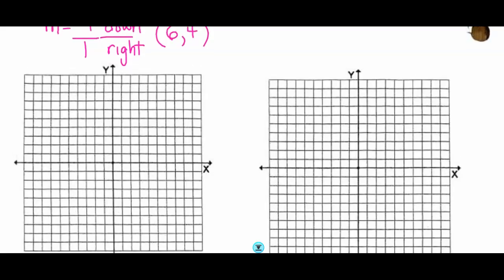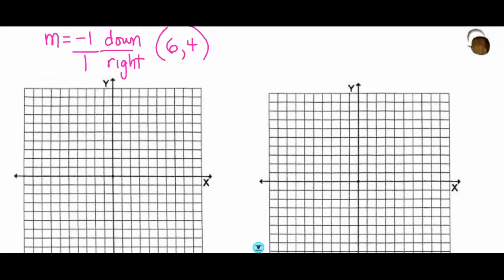Hold on. I don't think you all can see. Can you? Let me go up a little bit. Okay. 6, 4. 1, 2, 3, 4, 5, 6. 1, 2, 3, 4. Here is 6, 4. I'm going to go down 1, right 1, down 1, right 1, down 1, right 1. Make sure I have 4 points. And I'm going to sketch a line. Okay?